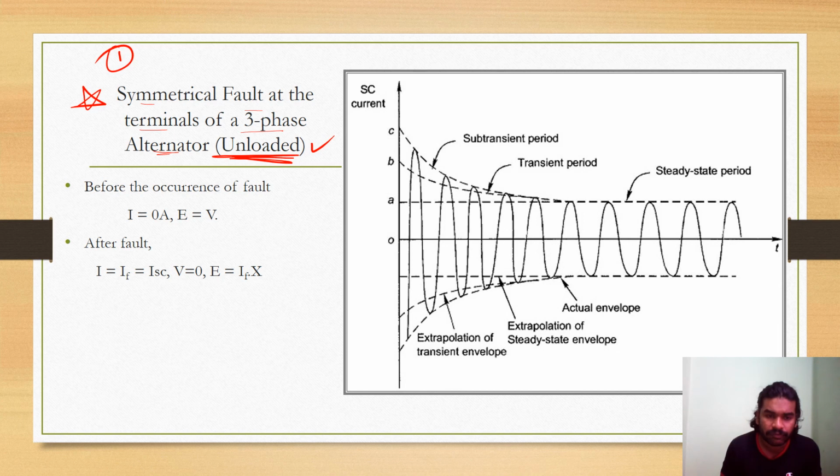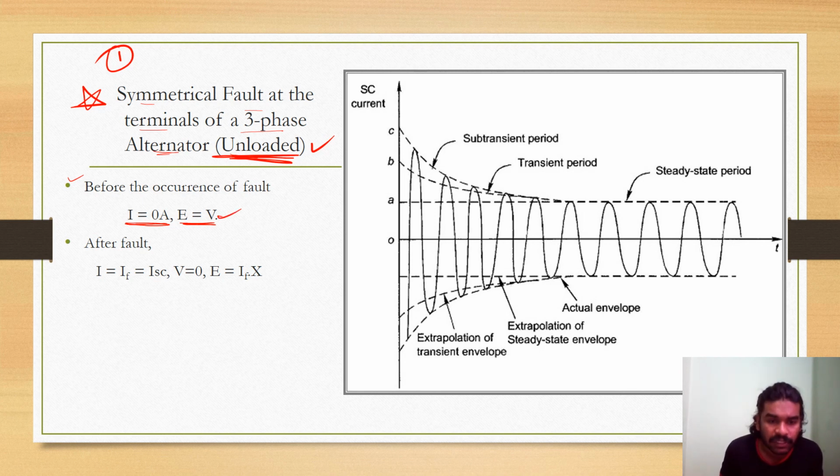So what happens? We will see what exactly happens before the occurrence of fault. Before the occurrence of the fault, we are already saying that the system is unloaded. Unloaded means the armature current will be zero, and the internal EMF generated will be equal to its terminal voltage. We know these things already.